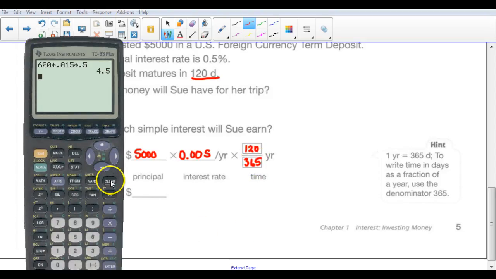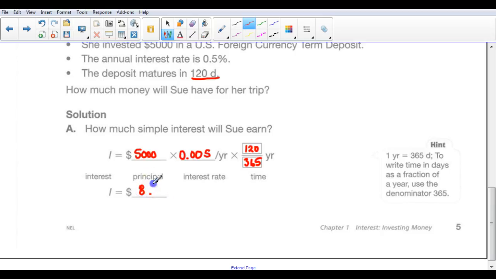So let's do the calculation in our calculator. 5,000 times 0.005 times 120 divided by 365. And we get an answer of $8.22. So in 120 days, on her $5,000 investment, she earned $8.22.